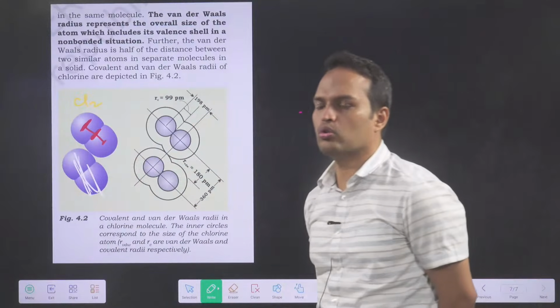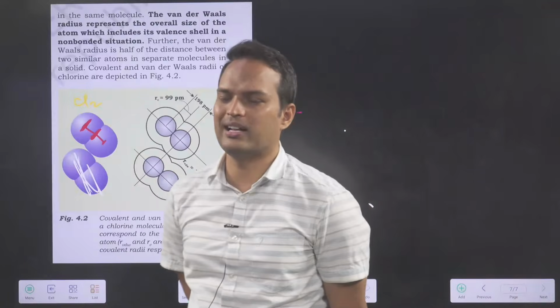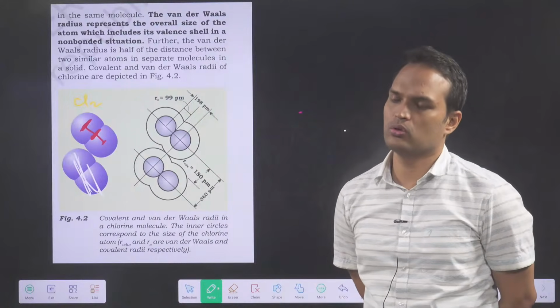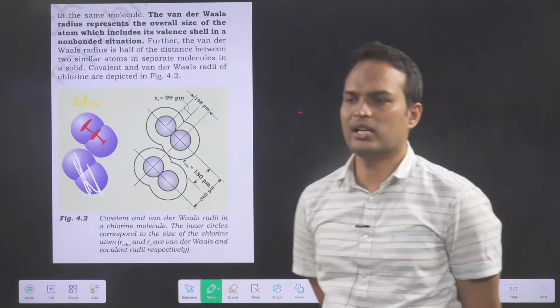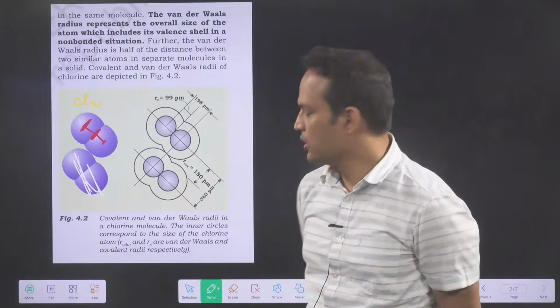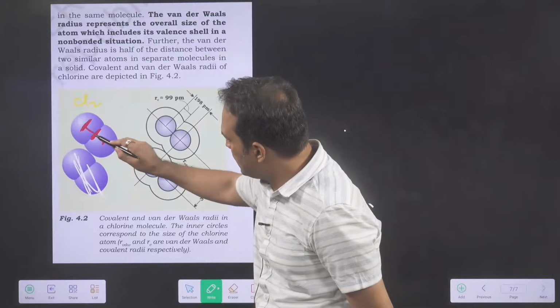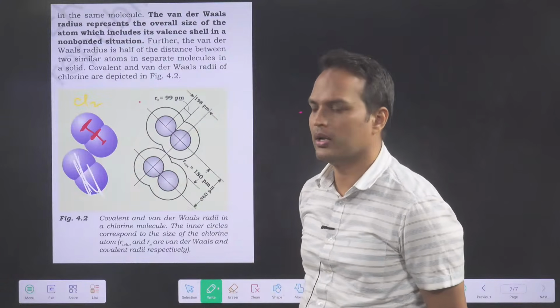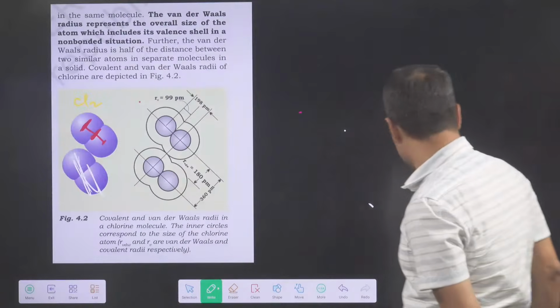And core, I have told you, valence shell, remove the valence shell of one atom, the rest is core. Valence shell remove, rest is what? Core. Clear or not? So now you can think, sir, this much, that's why it's coming small. Now let's come to the twist.